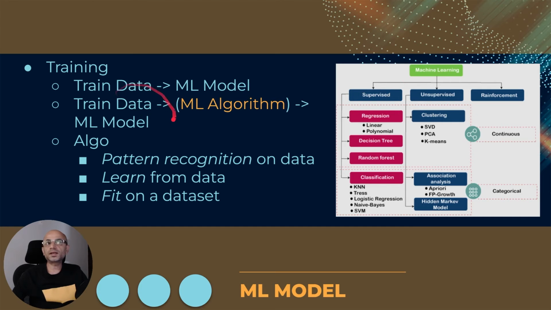And some of these machine learning algorithms are listed here, for the supervised category of ML. There are so many algorithms. For regression, there is linear, polynomial, decision tree, random forest. For classification, KNN, naive Bayes, SVM. For clustering, SVD, K-means, Apriori, FP growth. So all these are the standard ML algorithms. Based on your problem definition and the use case, you will pick the implementation of some of these algorithms and train your data using that algorithm, which outputs an ML model.